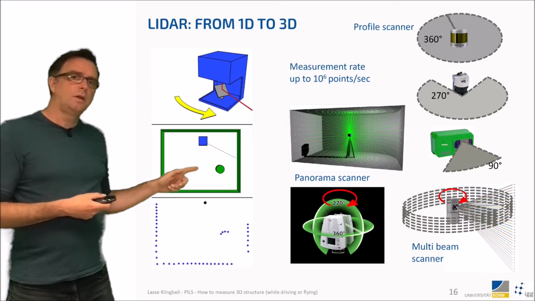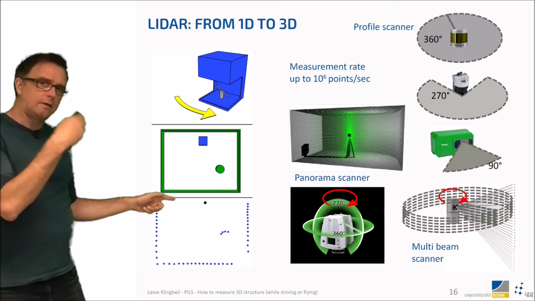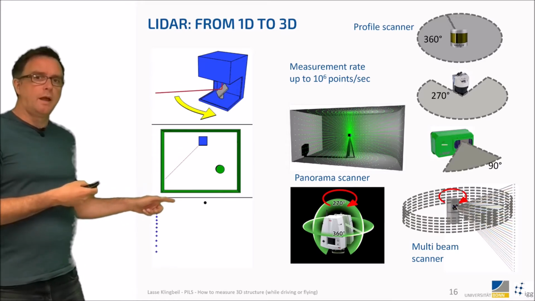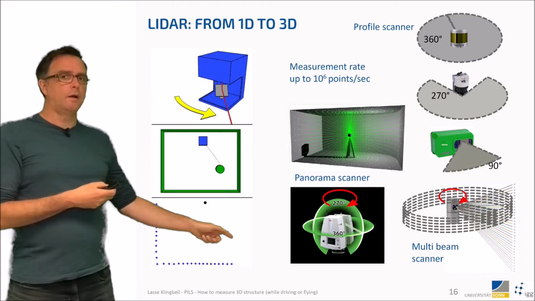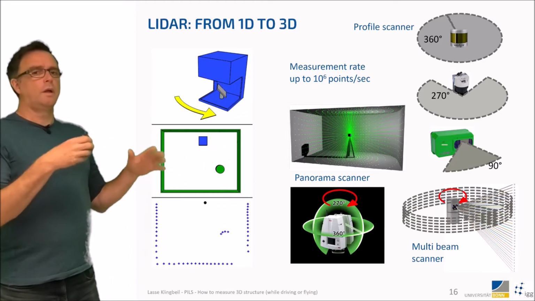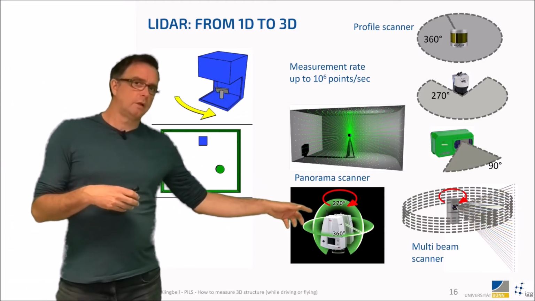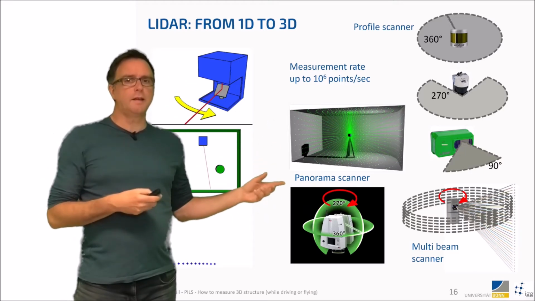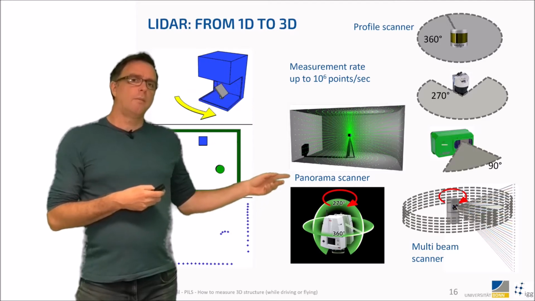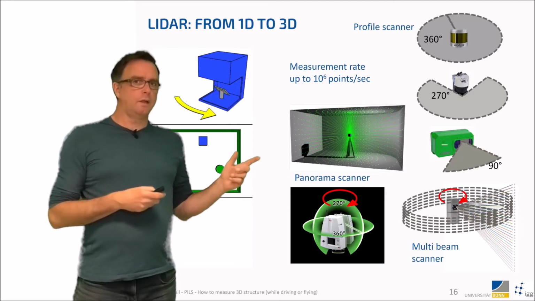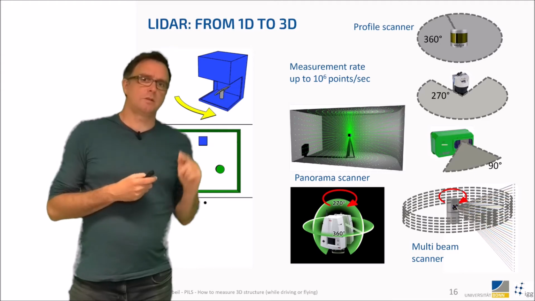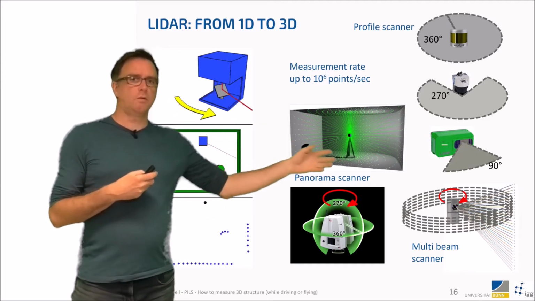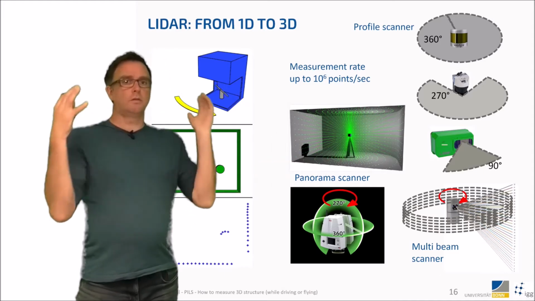And with this, we can generate, and it measures very fast, up to a million points per second, and then you can generate these area views. Or if you add another rotation, to another mirror or another rotation of the whole device, then you can generate a panoramic view of the surrounding with a single distance measurement laser. It just needs to be very fast and rotating, and then we generate these point clouds of the surrounding.